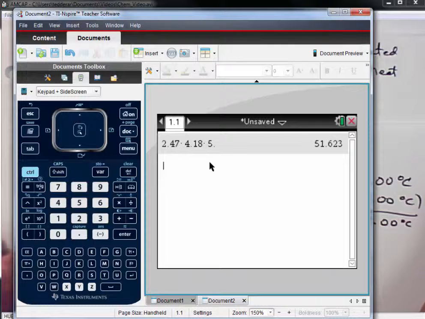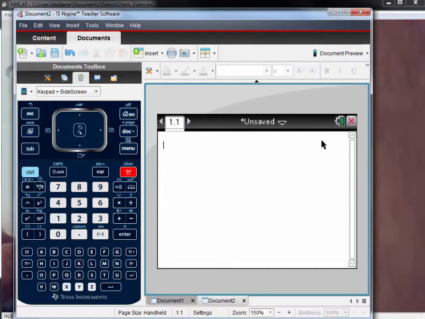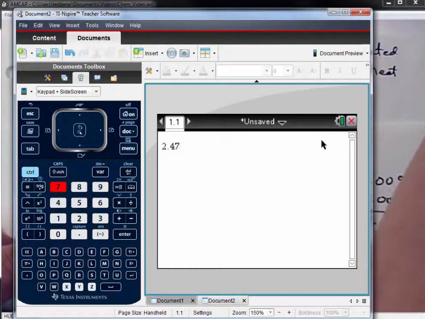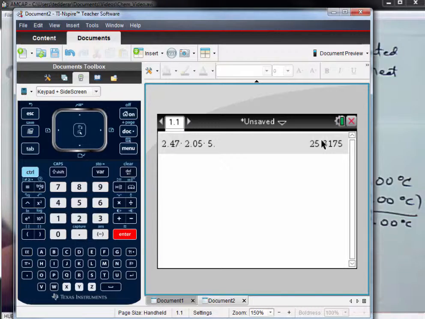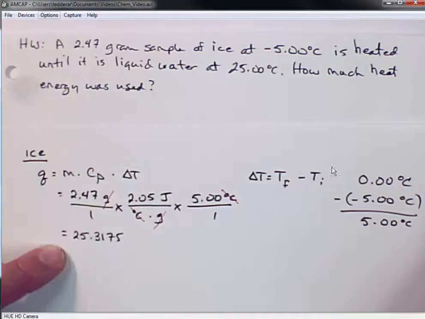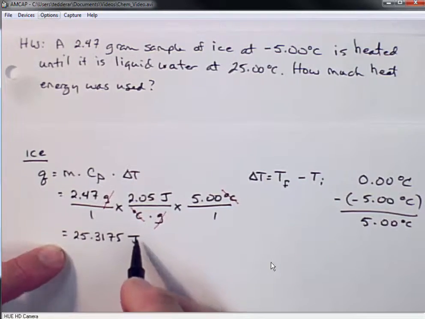Okay, so 2.47, let's just do it again for you so you can see me do it. 2.47 times 2.05 times 5.00. And we get this number here, okay? 25.3175. And you have to write all those digits down, okay, with the units of measurement that go along with it. There's our unit of measurement.